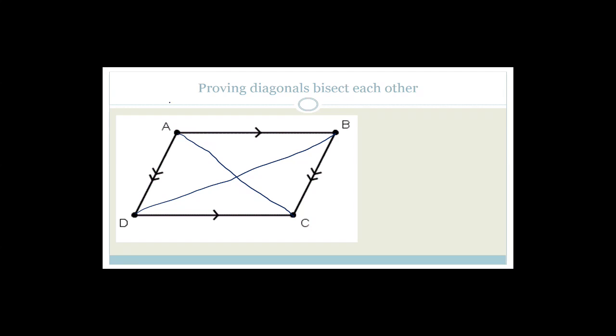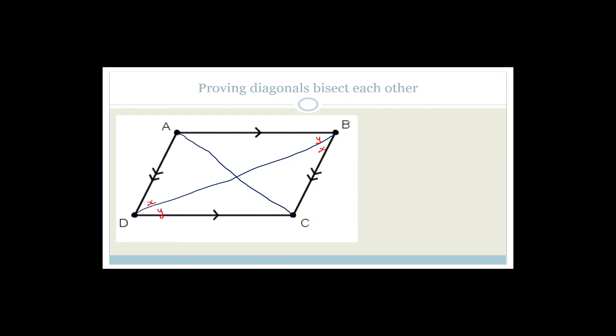So we need to prove the diagonals bisect each other. Let's say if we're looking at this, do you agree that we know that if this is X, then that is X, we've just proven it. And if this is Y, then this is Y. Happy with that?